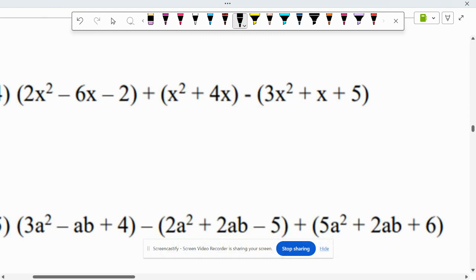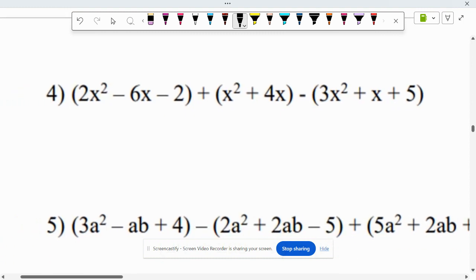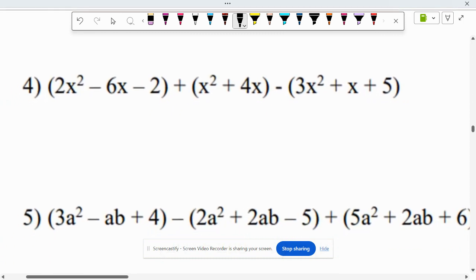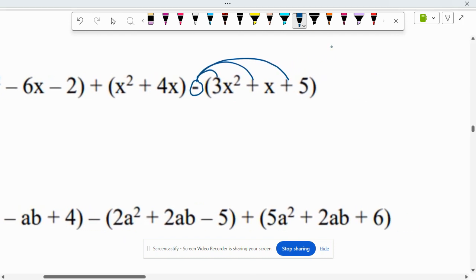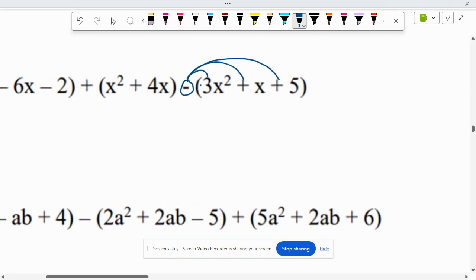Next one. We're going to do this one vertically. What do we have going on here? We have an addition problem and a subtraction problem. So we have to take this on the subtraction side and distribute it through. All right. So I'm going to slide a little bit over to the right because I'm going to do this vertically. And I'm going to start with this one because I have to change it, right?